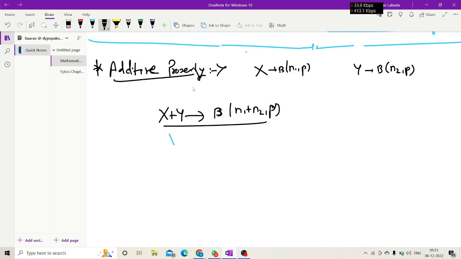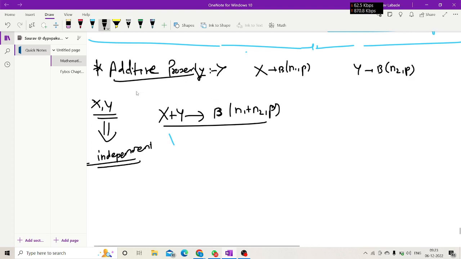But what is the condition when this will happen? There must be one condition: x and y must be independent. If x and y are independent, then and only then this additive property holds. Then x plus y will follow a binomial distribution with n1 plus n2, p. So that is the additive property. Let's take one example related to this additive property.